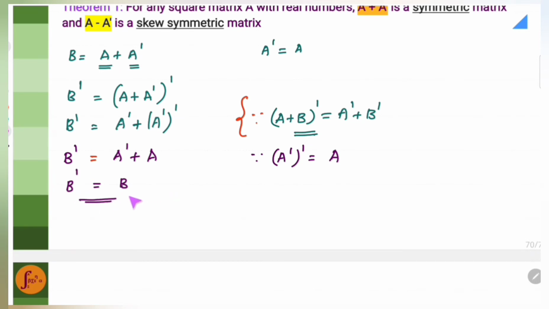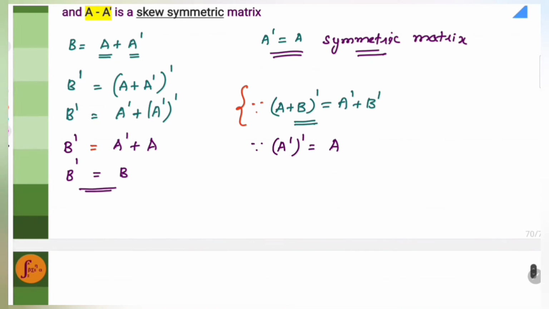Now what is the condition for a symmetric matrix? The transpose of the matrix should be the same as the matrix itself. This is the condition for a symmetric matrix, right? A transpose is equal to A. This is a symmetric matrix, right? So now this condition is satisfied here. Therefore, we can say that B is a symmetric matrix.